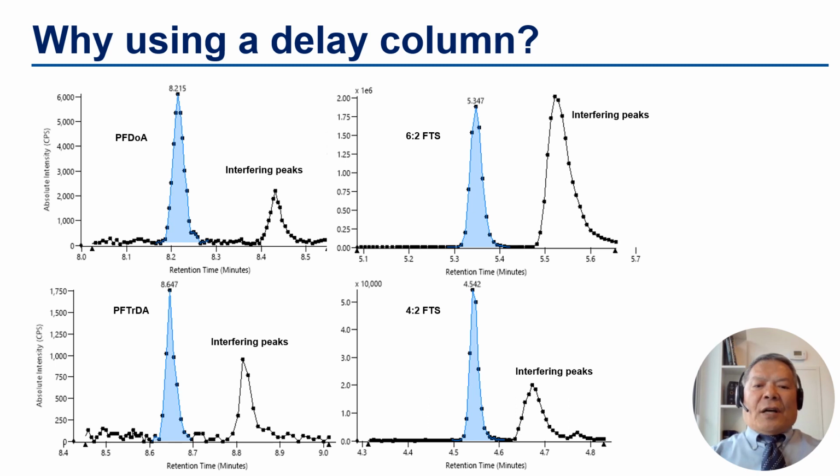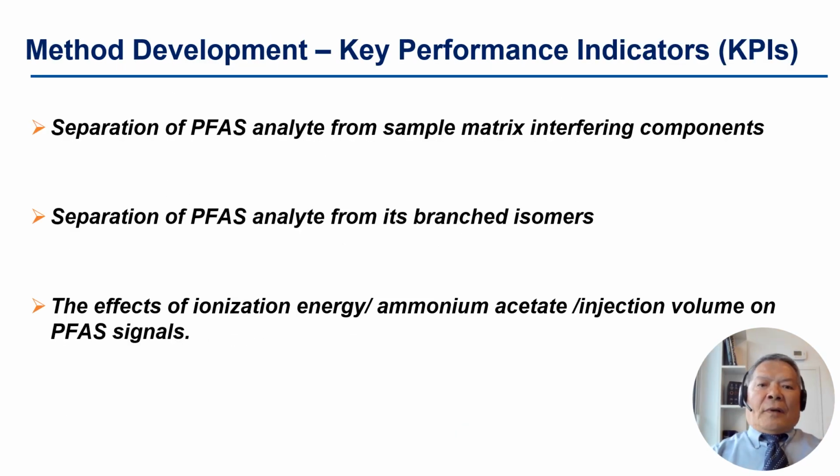This slide shows some examples why we should use a delay column. You can see on the right side the interference component. If we don't use the delay column, they could overlap, therefore affect the PFAS result. In the following slide, I would like to show some of the key performance criteria during LCMS method development.